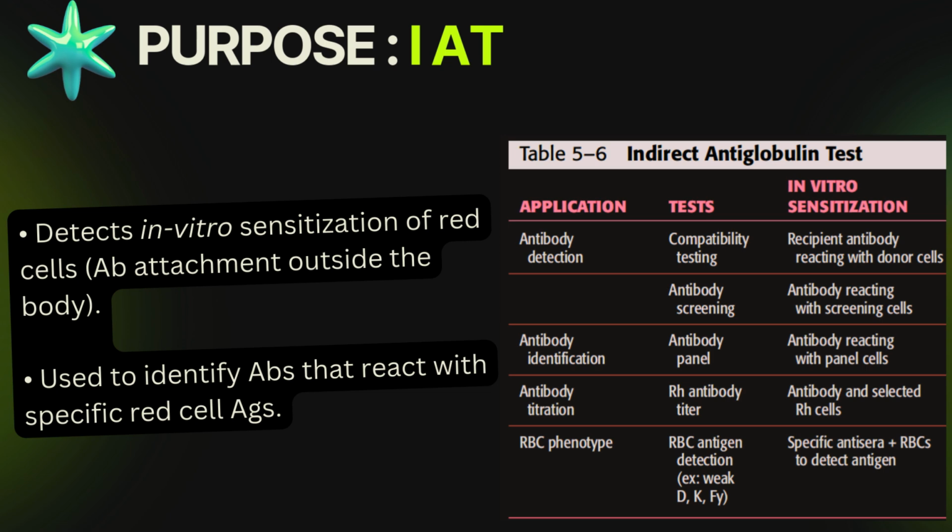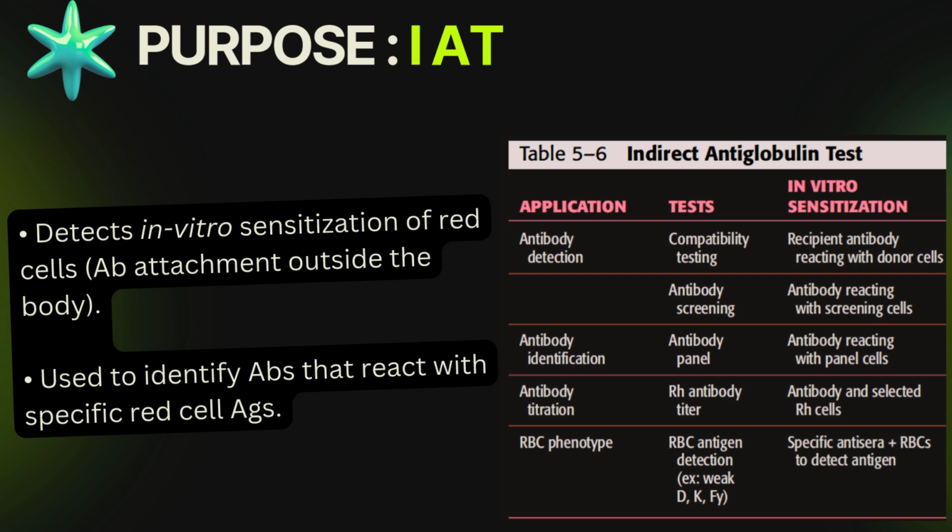So here, for the indirect antiglobulin test, we have the applications, because for example, you'll be asked what are the applications of your IAT. Your IAT applications include antibody detection, antibody ID, antibody titration, and you also have your RBC phenotype. Specifically under antibody detection, we have compatibility testing. This is in vitro sensitization, recipient antibody reacting with the donor's cells. Then we have antibody screening, antibody reacting with screening cells.